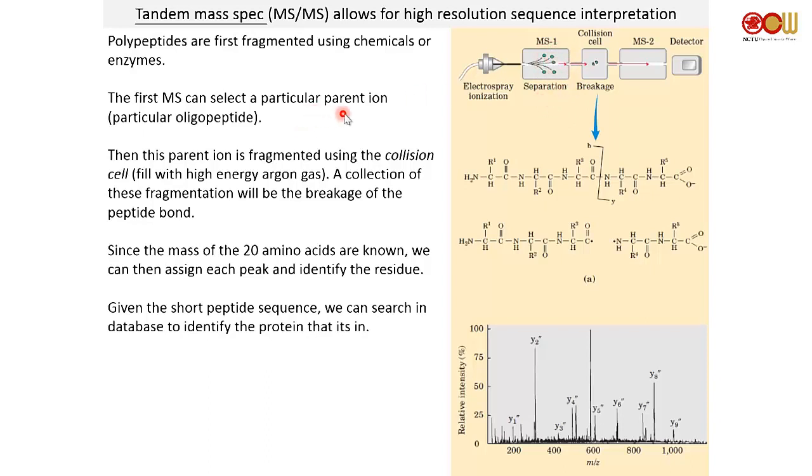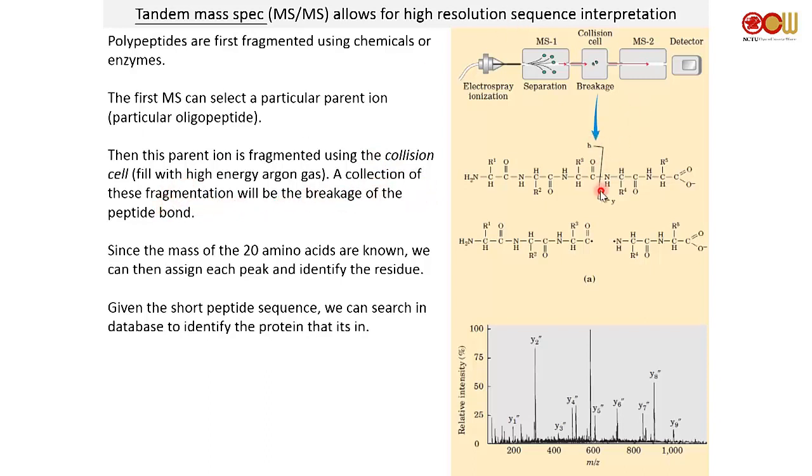So your mass spec can select a particular ion. In this case, we call it the parent ion. And then you let the parent ion go into a collision cell, and this collision cell will impact your ion with a high amount of energy, usually with high energy argon gas, and then it separates your fragments further, breaks it apart, such that you break it into small fragments, and some of these small fragments are amino acids. Okay? So once you break it into these small fragments, what you get is a collection of these fragments that will be the breakage of peptide bonds.